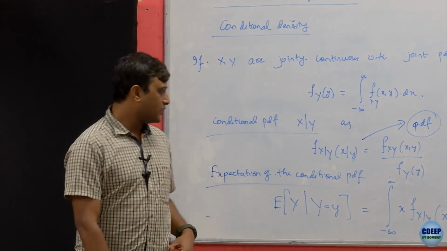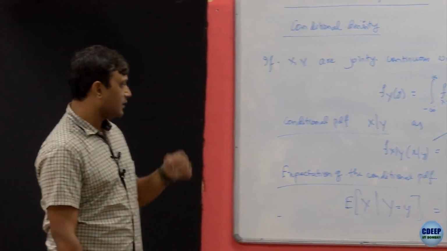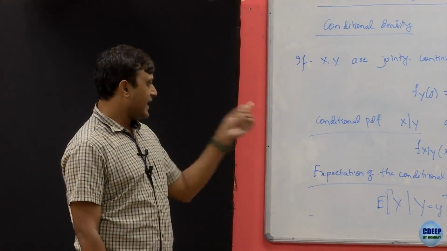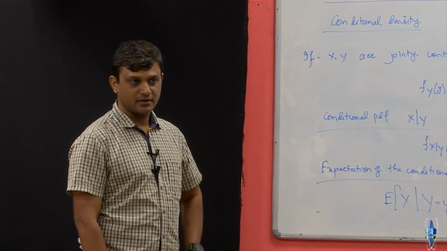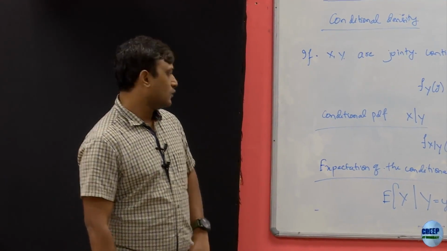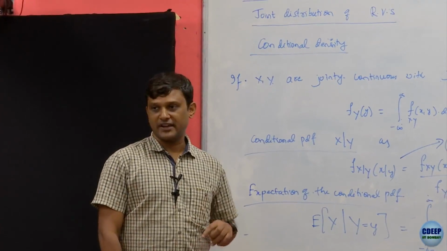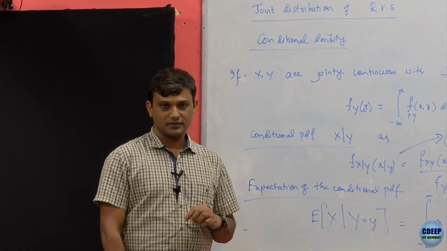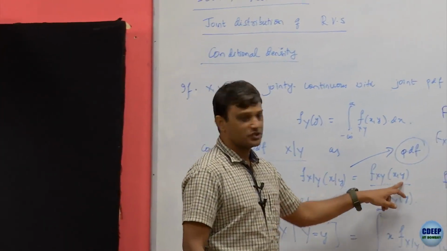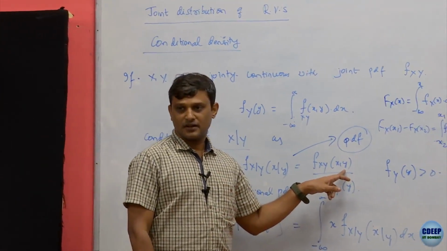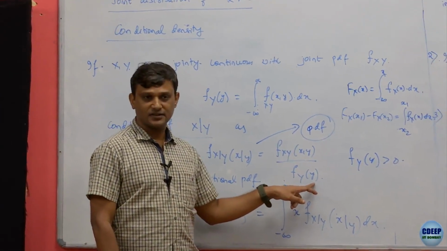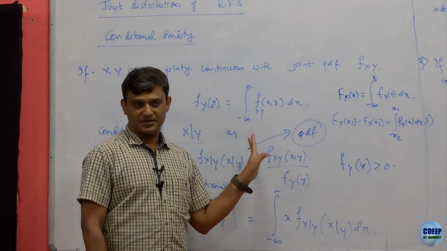Okay, quick question: if my x and y are independent, what is this conditional PDF going to look like? Yeah, so this is going to split by definition, right? Then that f of y cancels, and it is simply going to be the marginal one.